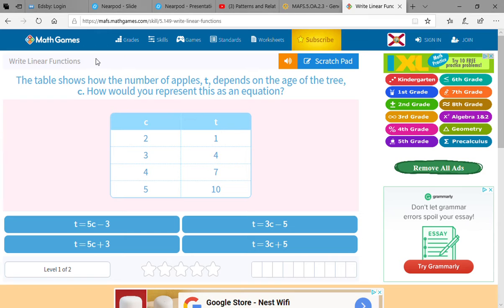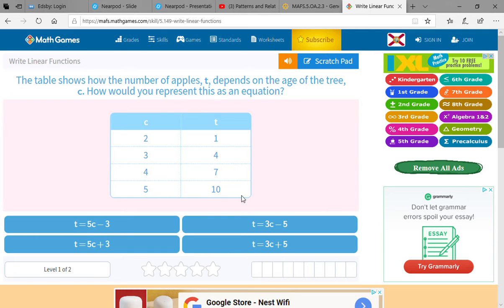All right, so this says the table shows the number of apples, T. This is the number of apples in this column, and it looks like we have 4 numbers in this column. The number of apples depends on the age of the tree, so the age of the tree is over here, and this is C. If the age of the tree is 2 years old, or maybe 2 days or 2 months, it doesn't matter, but we'll say 2 years old, then it has 1 apple. If the age of the tree is 3 years old, then it has 4 apples. If the age is 4 years old, then it has 7 apples, and if the age is 5 years old, then it has 10 apples.